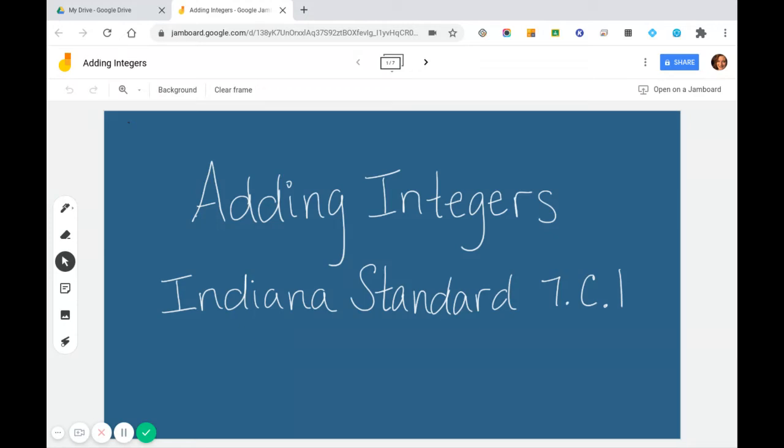In this video, we're going to talk about adding integers, combining positive and negative numbers. This is State Standard 7C1. So here we go.